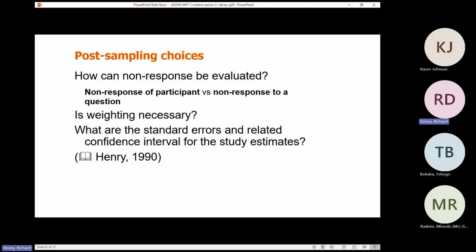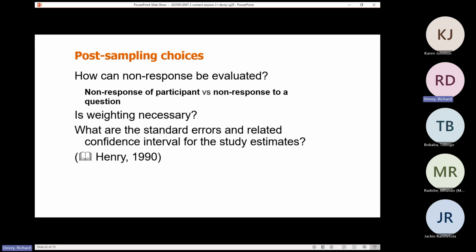Is weighting necessary? I mentioned this earlier, but weighting refers to applying a formula or a calculation to the cases to either increase or decrease groups so that they're more representative of a population.